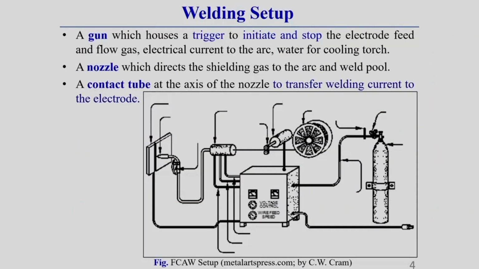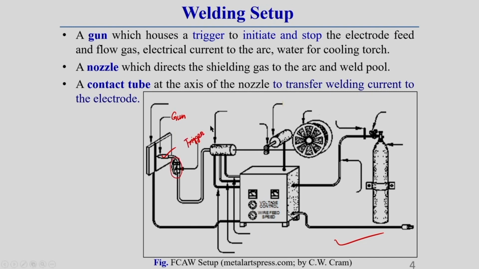Now, you see this is the detailed welding setup of the flux core arc welding process. Here there is a gun, this is a gun, or you can say this is a torch. This torch has a trigger, you see here is a trigger.